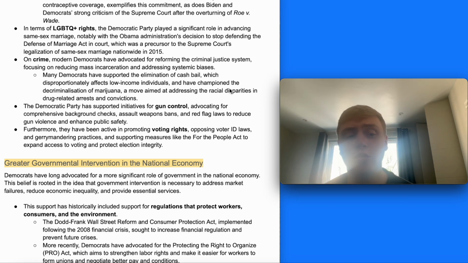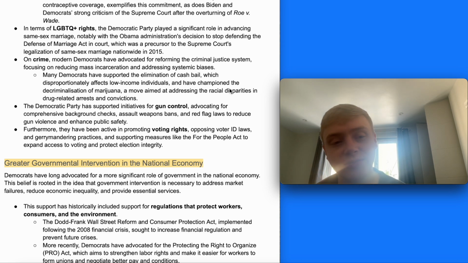The party has supported initiatives for gun control, advocating for comprehensive background checks, assault weapon bans, and red flag laws to reduce gun violence and enhance public safety, and have also been active in promoting voting rights. For example, with the For the People Act, which aimed to expand voting and protect election integrity.